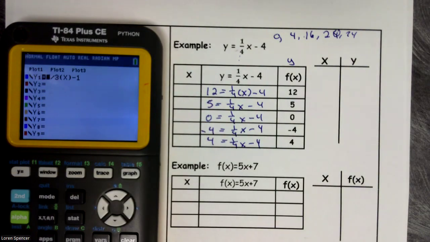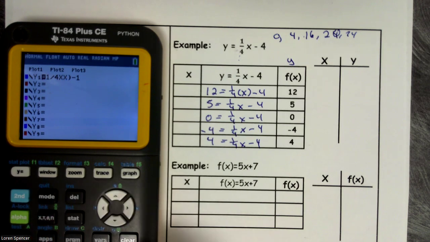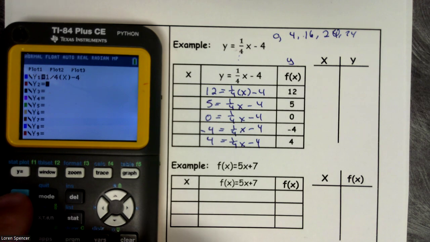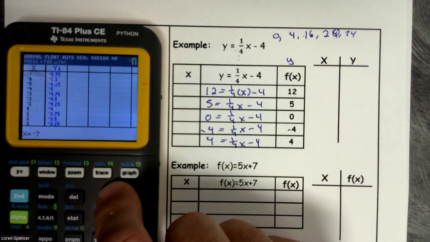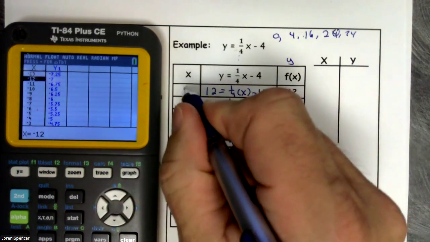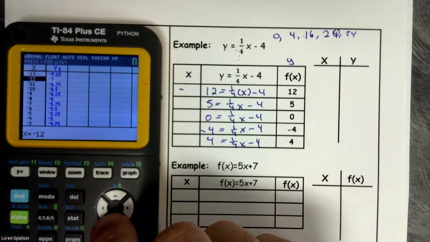So if we go to y equals, and we go 1 divided by 4, parenthesis, oops, I'm going to press clear. 1 divided by 4, parenthesis, x minus 4. And I go blue graph. So I'm looking for 12. So I'm going to have to scroll up until I find a y value at 12. Well, when y is 12, x is negative, or no, that's negative, excuse me. I did that wrong. Went too far, or went the wrong way.